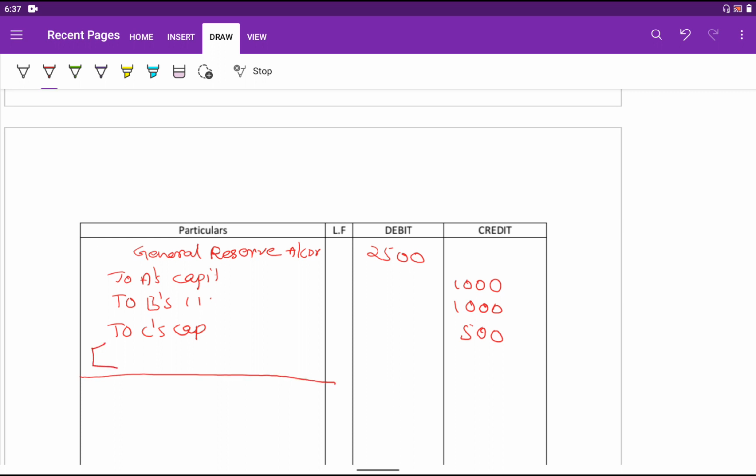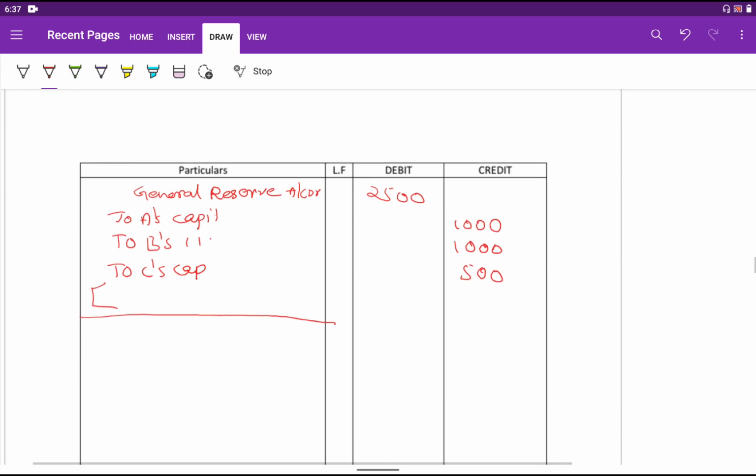You can write narration. Narration is compulsory, then only you are going to get maximum marks. What is the narration? General reserve transferred. Anything you can write as narration. General reserve transferred, that is more than enough.